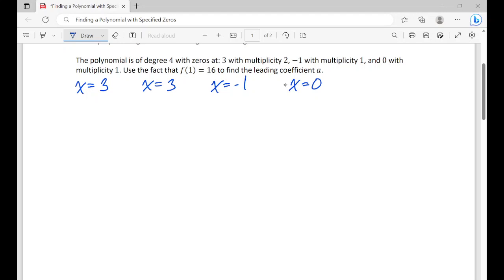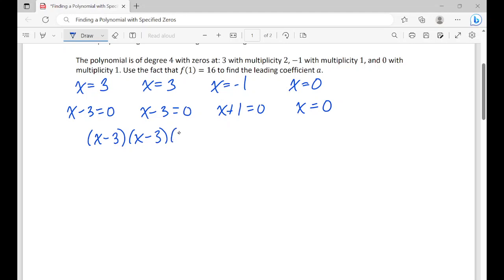So now I'm going to take all these and go backwards. Normally we would solve for x, but now I'm going to get all these equal to 0. So x minus 3 equals 0, x minus 3 equals 0, x plus 1 equals 0, and this is just x equals 0 because it's 0 already. And now since each one of these is set equal to 0, I'm going to bring them back together as 1. So x minus 3, x minus 3, x plus 1, and I'm actually going to put x in the front here, equals 0.